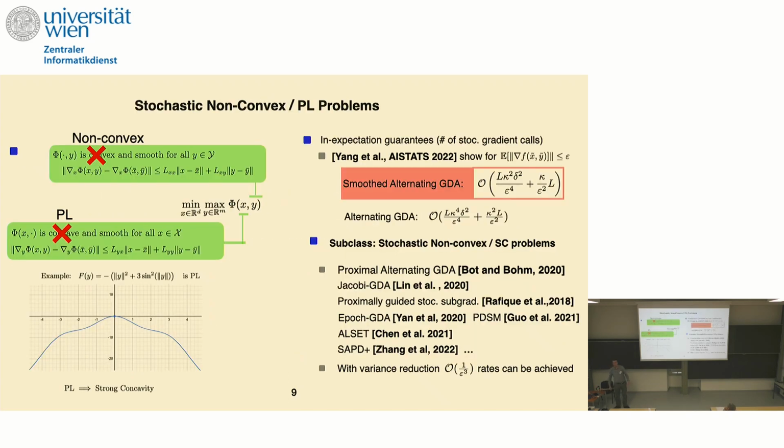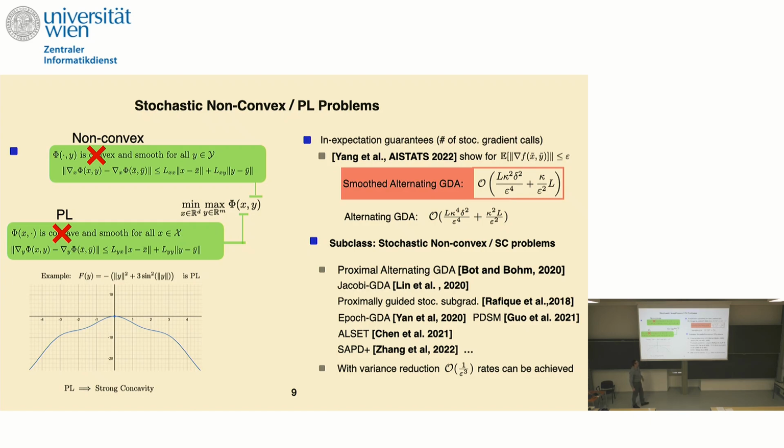Then we asked, okay, this was for the strongly convex case, so can we do something interesting in the non-convex setting? Here, the assumption is that in the x variable, you can be non-convex. For the y variable, let's assume some sort of PL property, which is a relaxation of strong concavity in this setting. For example, this function is not concave, but it has some sort of growth condition.